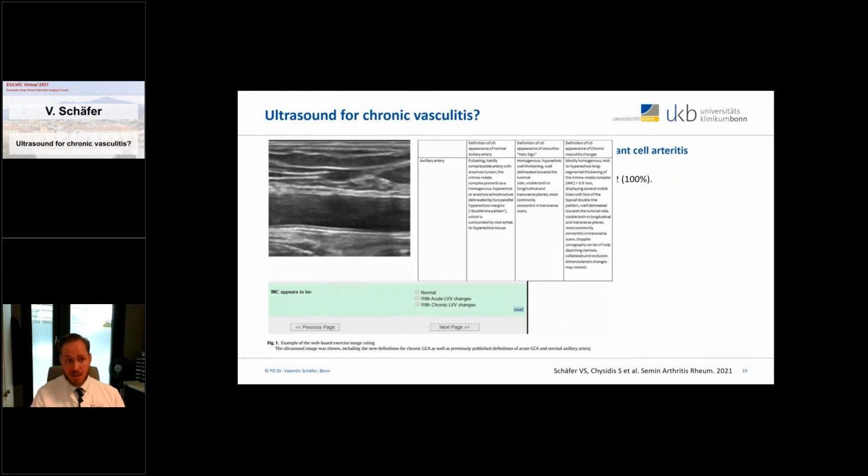So you always had the image of the artery in the upper left corner. On the right side, you had the definition of normal axillary artery, of the halo sign, and of our new definition of chronic GCA. And then you could vote, as you see below: normal, acute, chronic. And this was, of course, also repeated after a certain time to test for intra-rater reliability.